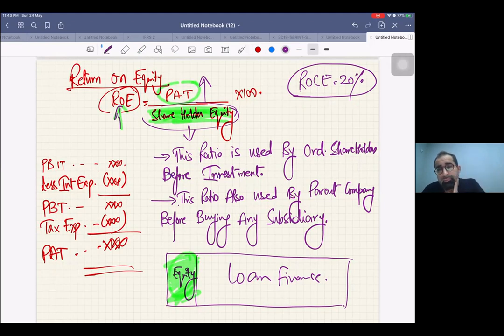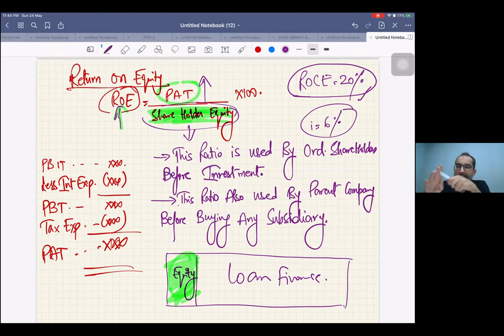Now I was in my office and I got a call from a bank manager, and he offered me a $10 million loan. I asked, how much interest rate will you charge? He said, we'll charge 6% interest. I opened my laptop and checked my ROCE. The ROCE is 20% and the bank manager is giving me $10 million at only 6% interest. What should I do? Accept or reject? Accept. Why?